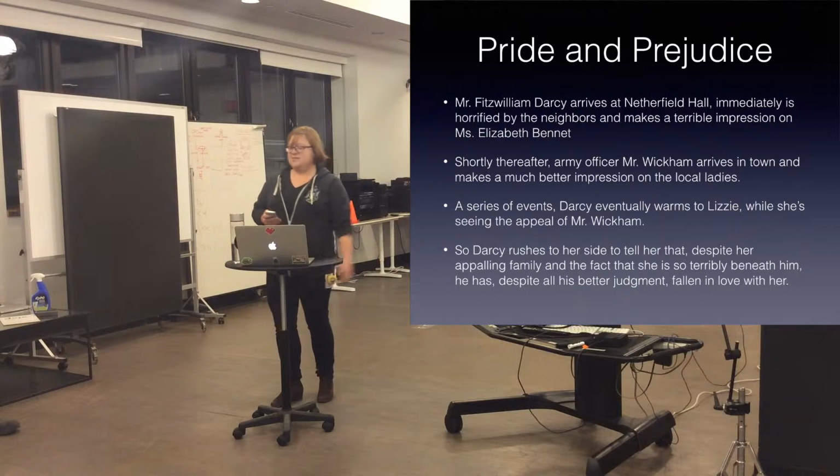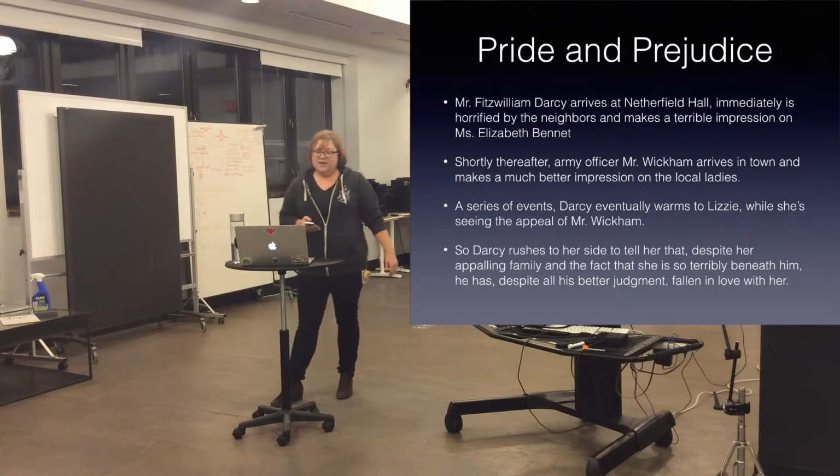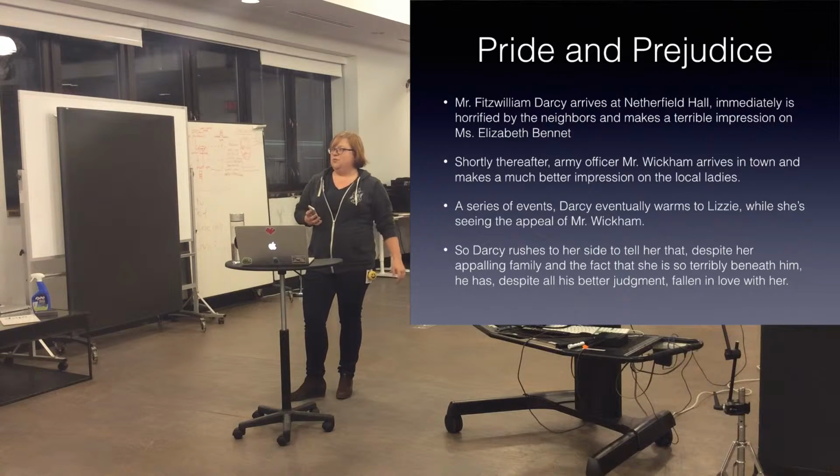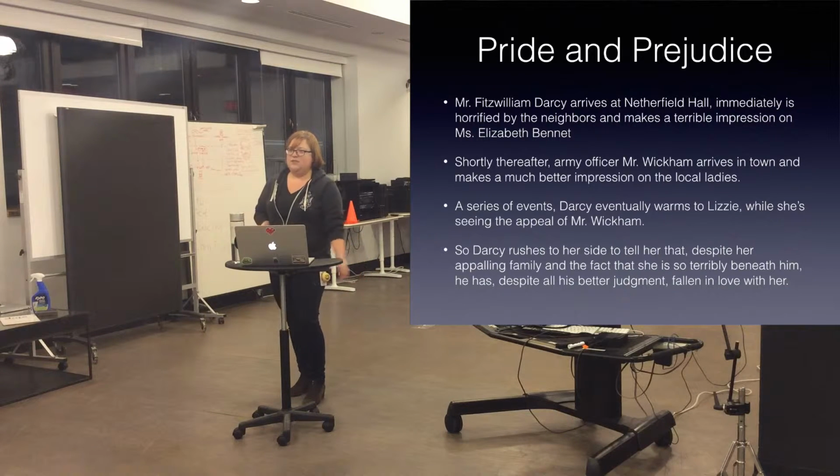So series of events. Darcy starts to fall for Lizzie a little bit. She's starting to fall for Wickham a little bit. Darcy comes running to her side to tell her that even though her family's appalling, and he tried really hard not to because she's awful and embarrassing, he has fallen hopelessly in love with her and they should get married.